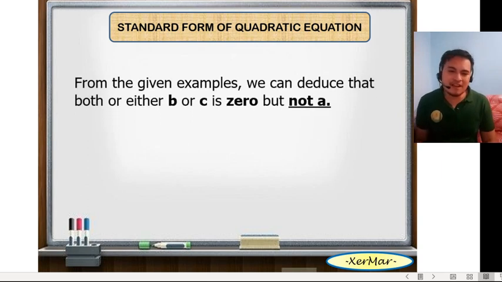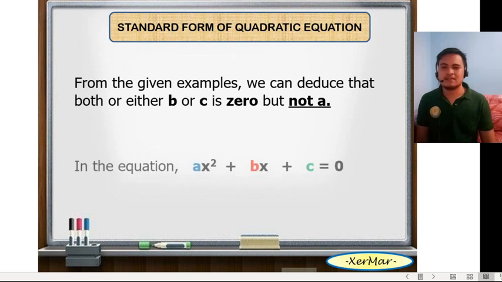From the given examples, we can deduce that both or either B or C is 0 but not A. So, ibig sabihin, class, or students, pwede na dalawa, yung B and C, ang value nila ay 0, or isa sa kanila ay 0. Wag lang ang value ni A magiging 0.